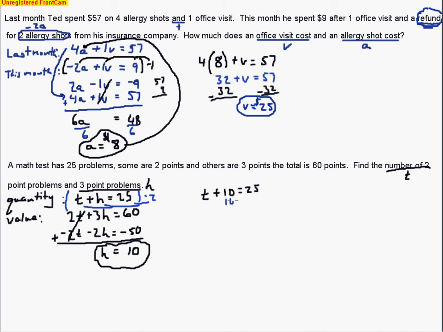So subtract 10, and there it is. 15 is the number of 2-point problems. Well, there it is. 2 problems involving writing systems and then solving. In this case, we solved using elimination.